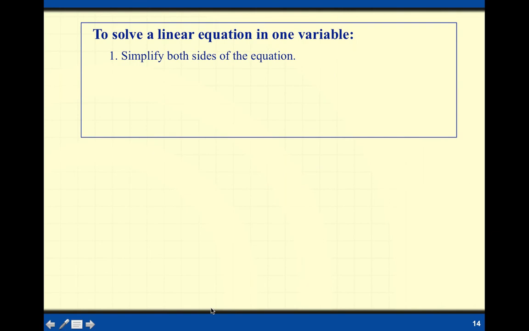Okay, balikan natin yung pagsosolve ng linear equation in one variable. So, una, kailangan mo muna i-simplify both sides of the equation. So, katulad ng ginagawa natin kanina, sinisimplify muna natin both sides.